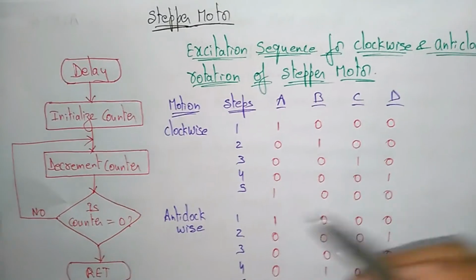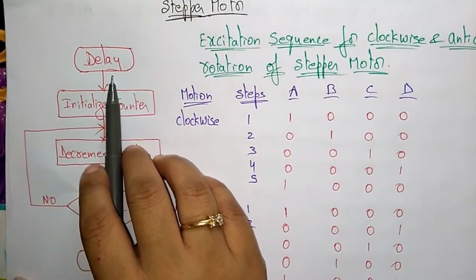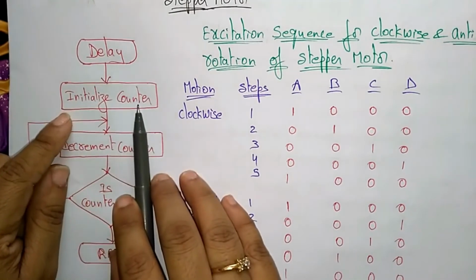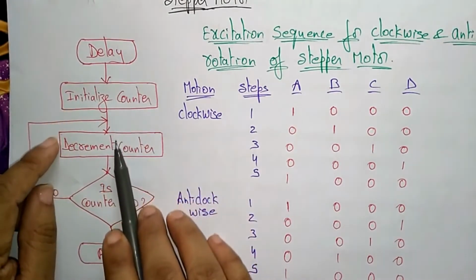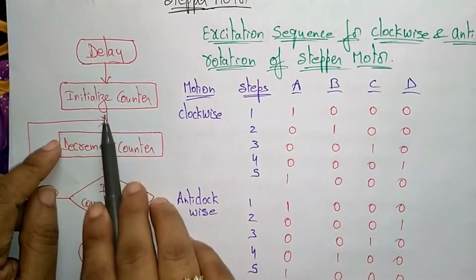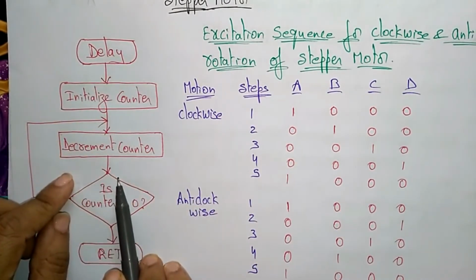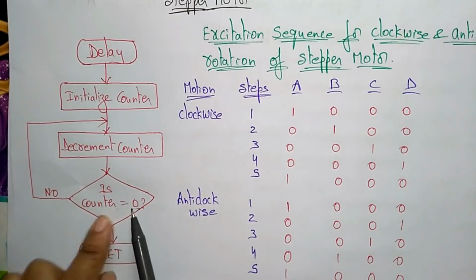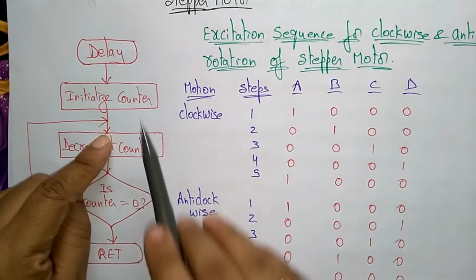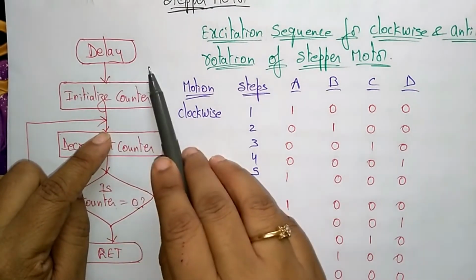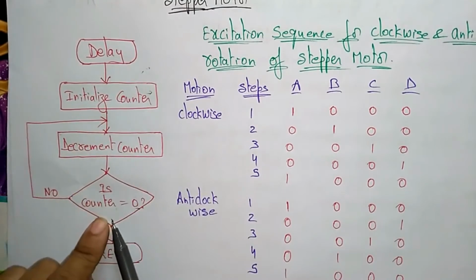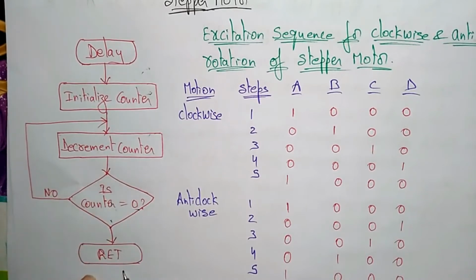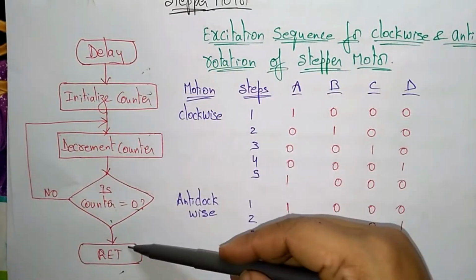So the flowchart for this is: first it takes the delay, next it initializes the counter. After the counter is initialized, for every rotation the counter is decremented. Whenever the counter reaches 0, it checks. If it is not 0, it has to be decremented again. Suppose we initialize the counter as 5. It decrements the counter until it reaches 0. Whenever the counter is 0, it returns. So this is the step that the stepper motor follows.